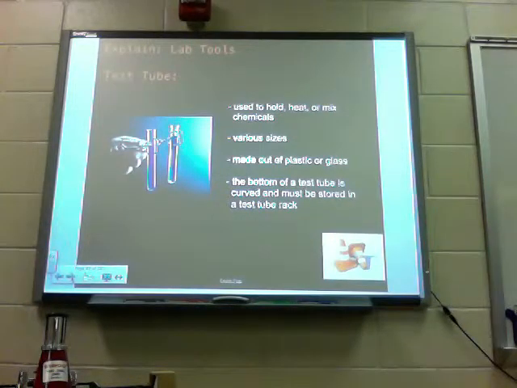Next is a test tube or test tubes. These are used to hold, heat, or mix chemicals. They come in various sizes. They're also made of glass or plastic. And the bottom of the test tube is curved, so you can't just put them on a table. You must store them in what is called a test tube rack.